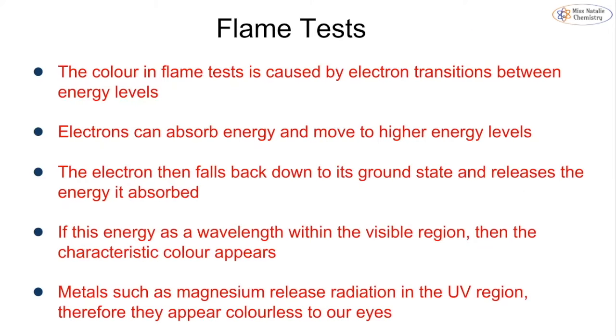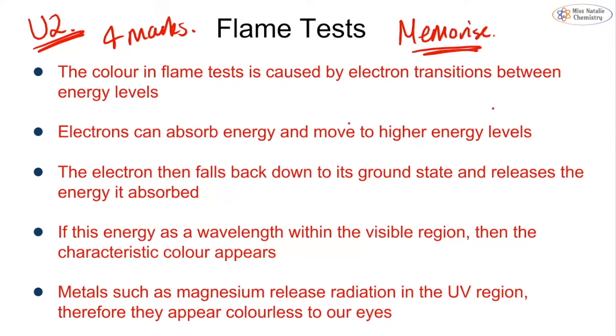Now, a typical question in a Unit 2 paper is asking how flame tests actually occur. And this is typically 4 marks. So I would strongly suggest that you memorise this process, because it can be an easy 4 marks to pick up in an exam. So the reason that we get these colours in our flame test is caused by something known as an electron transition between our energy levels. And you should know that the word transition means to change or even to move. And that's what's happening here.